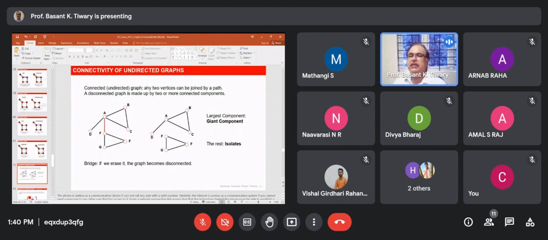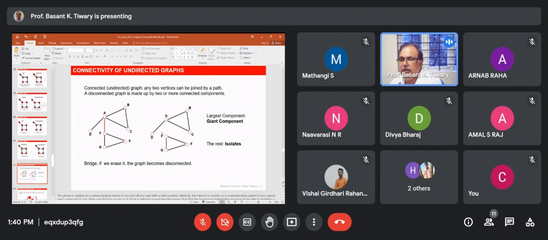So when you see the connected graph, any two vertices can be joined by a path. A disconnected graph is made up of two or more connected components. Now you can see here, this is a graph. This is a connected one. If I disconnect here, this red one, this bridge, then it will become disconnected.